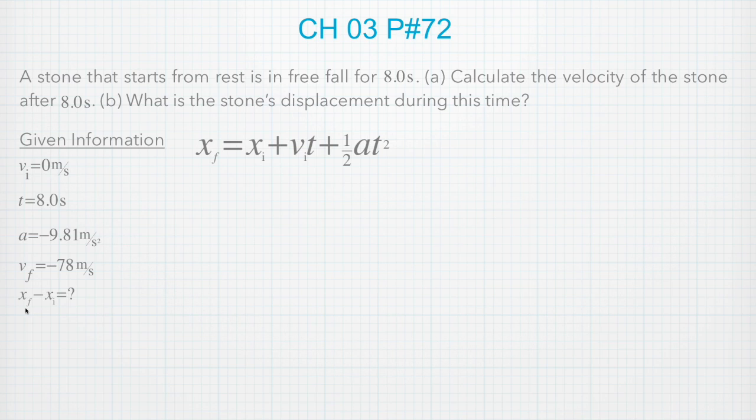So I want the displacement, xf minus xi. In this equation, I have xf by itself. I'm going to subtract my initial position from both sides so I get the displacement on the left side of the equation. Now I'm going to look at my known data here that I can plug in. That term is going to go away because my initial velocity is 0. Now I can sub in my acceleration and my time.